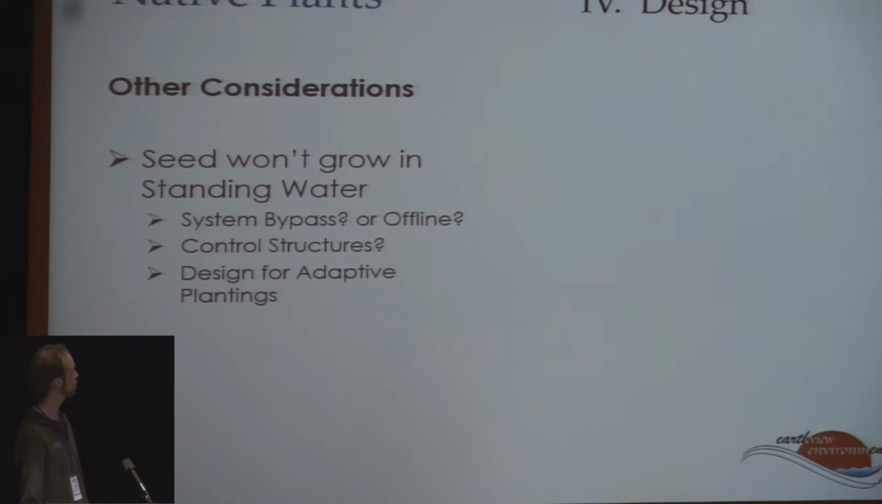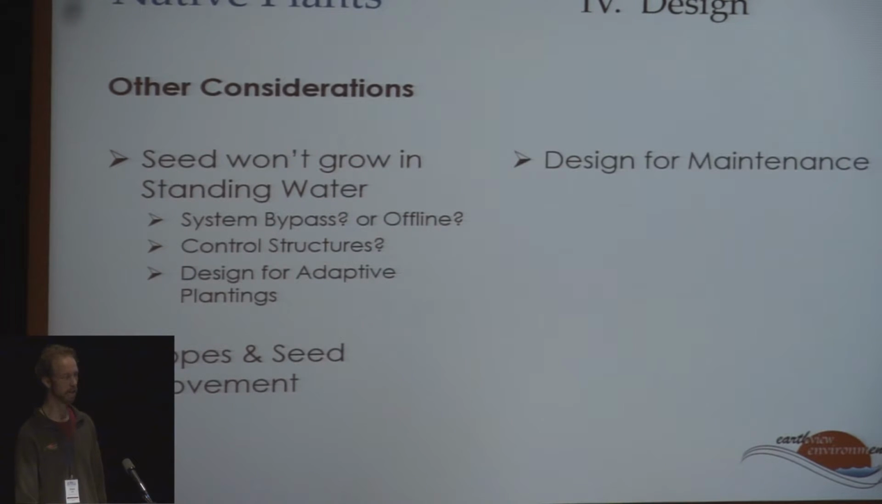So a few other considerations. Seeds won't grow and stay in water. You need to design a bypass. Can you take it offline? Are control structures appropriate? And design for adaptive plantings. I'll talk a little bit more about that in our case study. Of course, you want to be aware of slopes and seed movement. Do we need the hydromulch? Do we need erosion control blankets or other features on your site? You don't want to wash them down over your seed, over your plants you put in. And design for maintenance. If you need to mow it regularly, make it accessible to a mower.